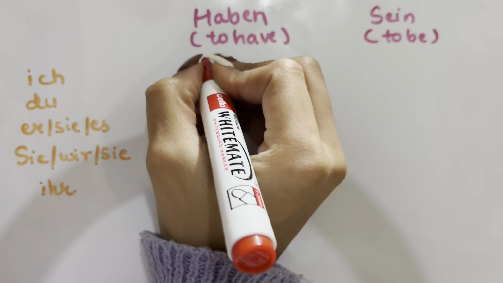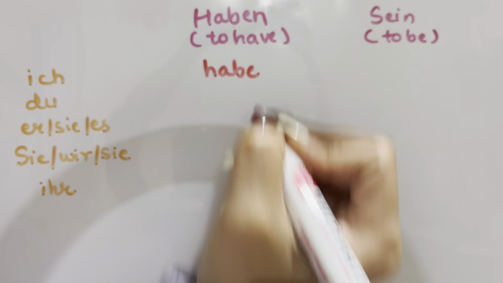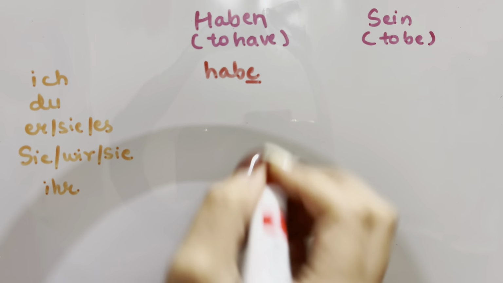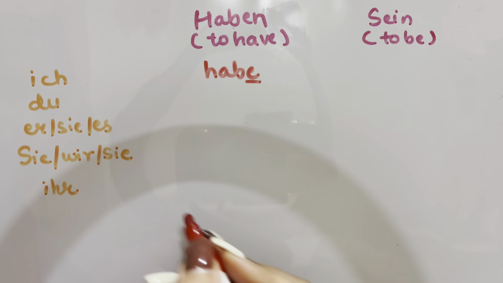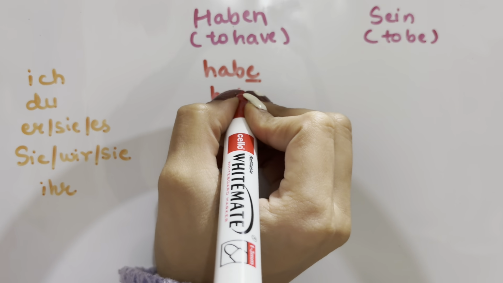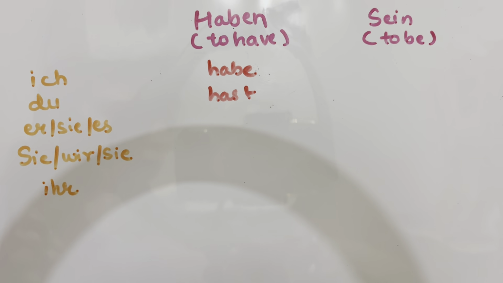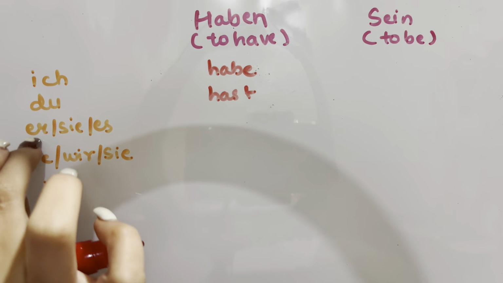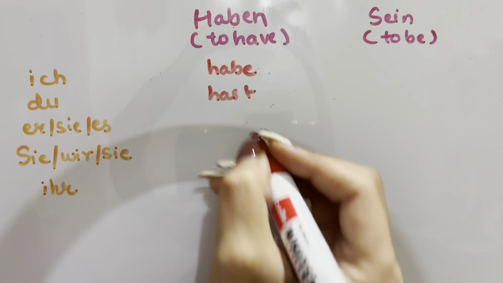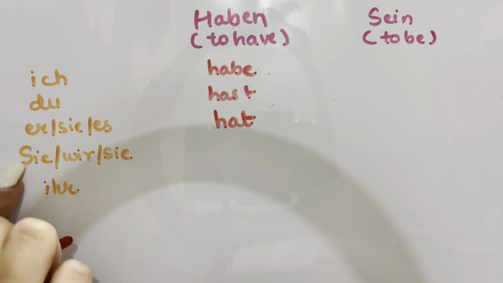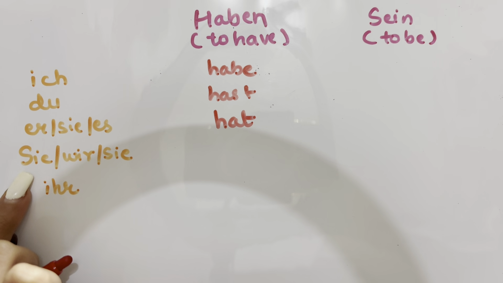So ich habe, you can just see that I have added an e and removed the n. And then du hast, er, sie, es, he, she, it, hat, and Sie, which is the formal Sie and also the formal plural and singular both.